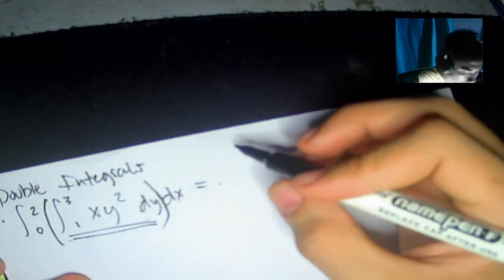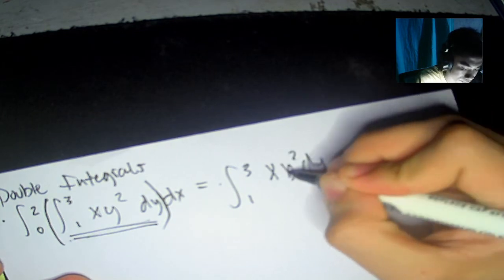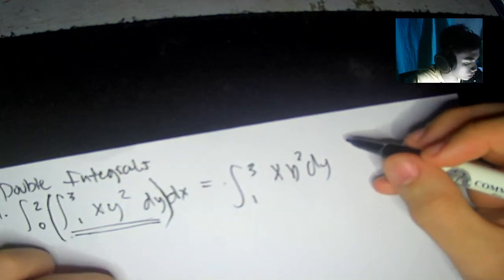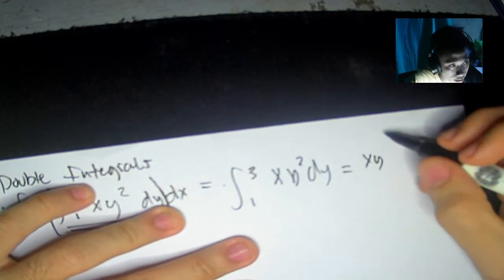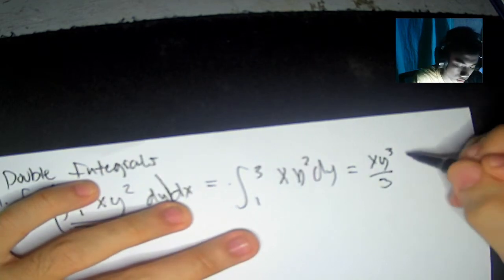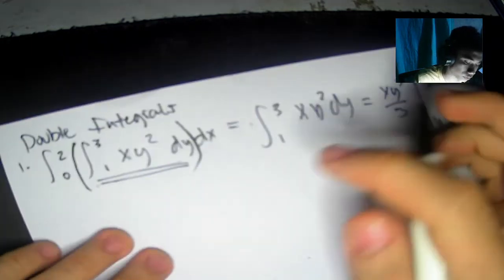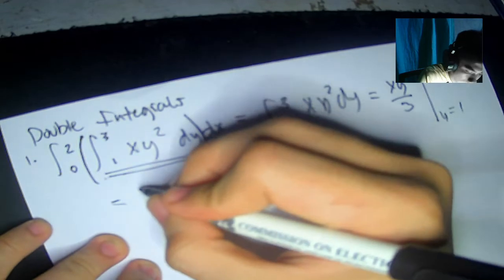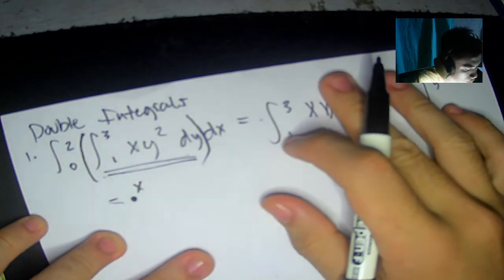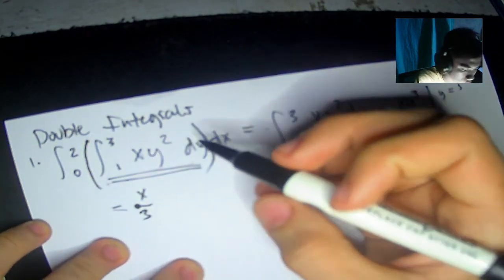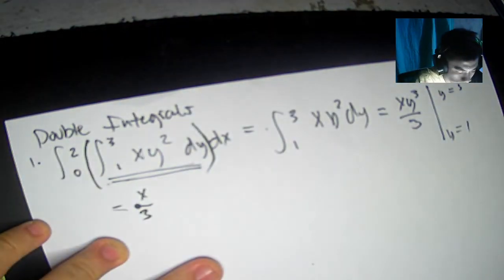So you'll have the integral from 1 to 3 of xy squared dy. In that case, we can now integrate this. So xy, 2 plus 1 is 3, over 3, with limits y equals 3 and y equals 1. So we'll have x over 3, and here the both of the limits.